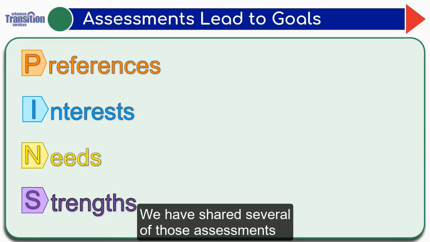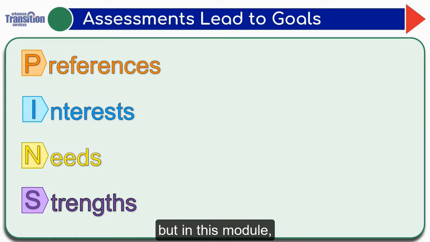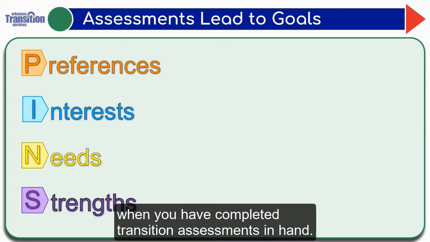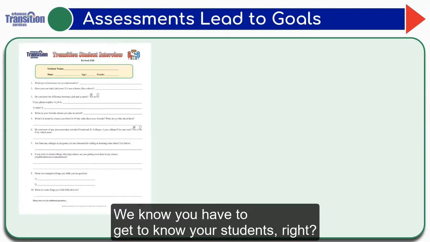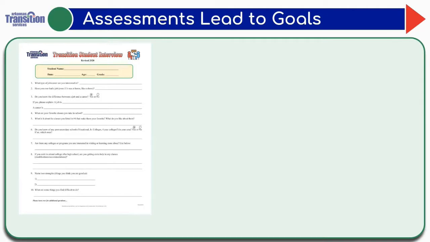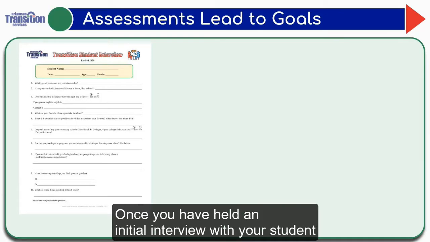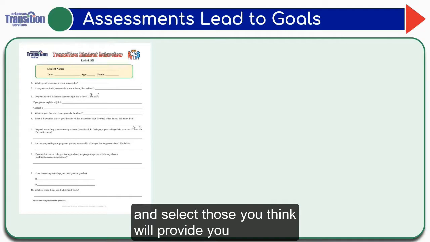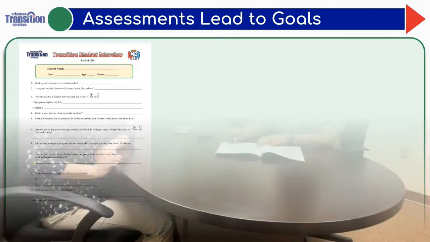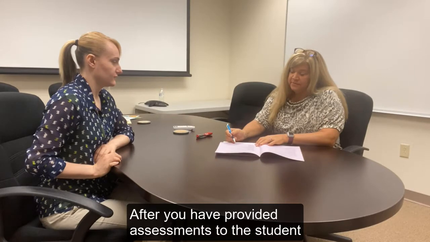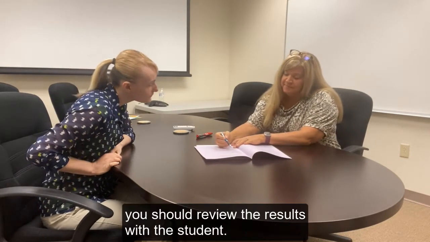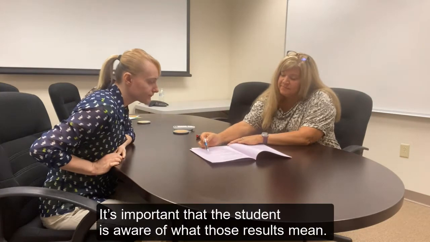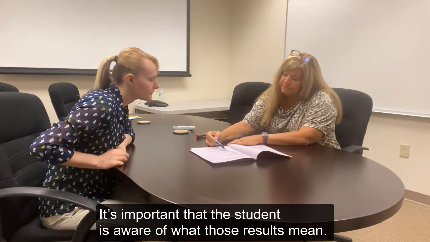We have shared several of those assessments with you in previous modules, but in this module, we will focus on what to do when you have completed transition assessments in hand. We know you have to get to know your students, right? Once you have held an initial interview with your student to get to know them a little better, you will want to review a variety of transition assessments and select those you think will provide you the best information to write goals. After you have provided assessments to the student and to other team members, you should review the results with the student. It's important that the student is aware of what those results mean.